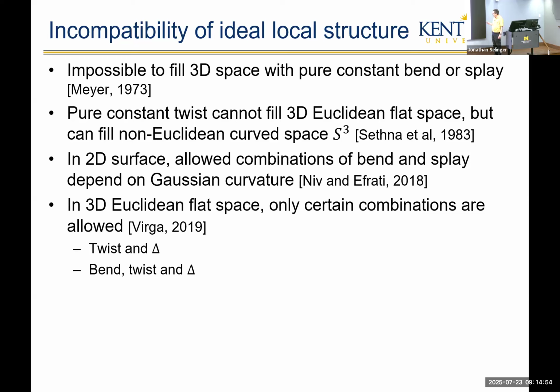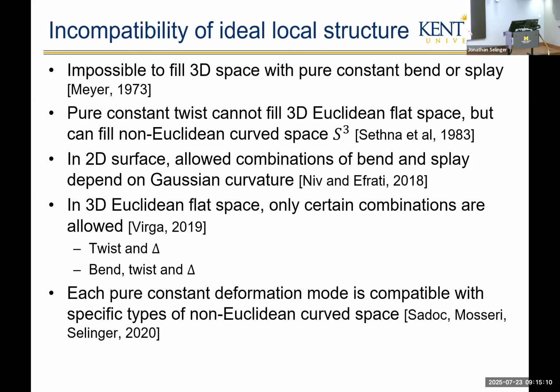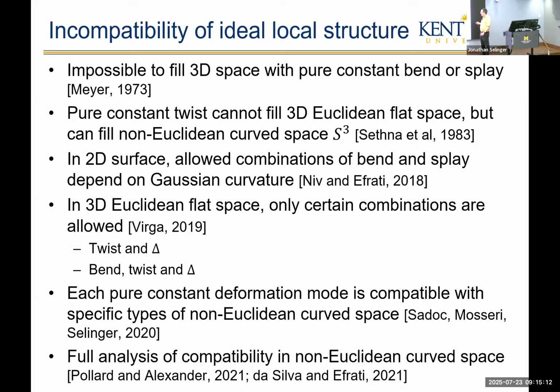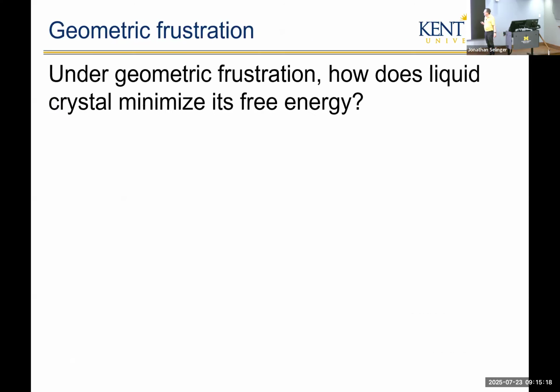Epifanio Virga has worked on something generalizing to 3D flat space and showed that only certain uniform combinations are allowed, twist and delta or bend, twist and delta. And then other people have generalized to 3D non-Euclidean space. We don't have time to talk about it.